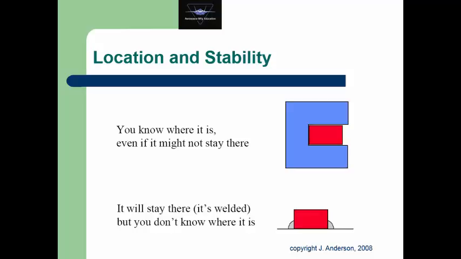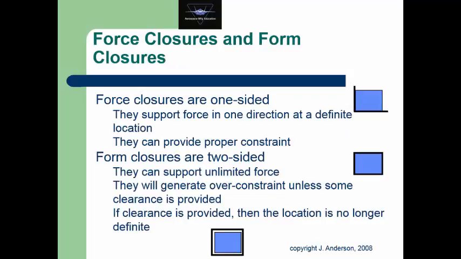Location versus stability. So in this first illustration up here, the red part is located in the blue part, but it's not stable. We don't know if it's going to stay there. If we rotate the blue part 90 degrees, the red part falls out. It's no longer located. Whereas the lower illustration shows the red part welded to a stationary platform, a table for instance. So it's stable, but we really don't know exactly where it is with respect to the rest of the world or to the blue part.